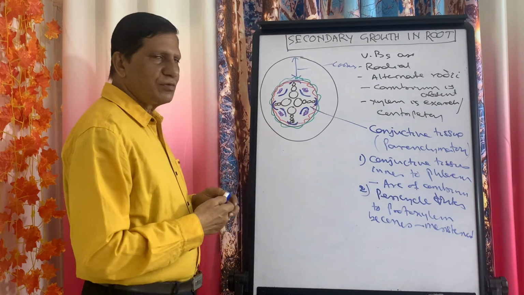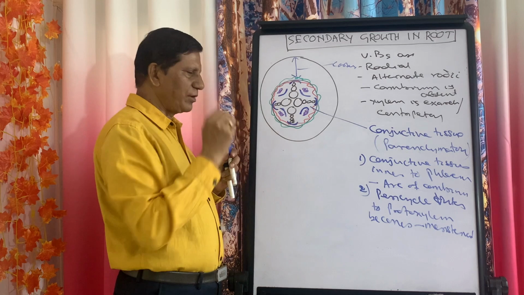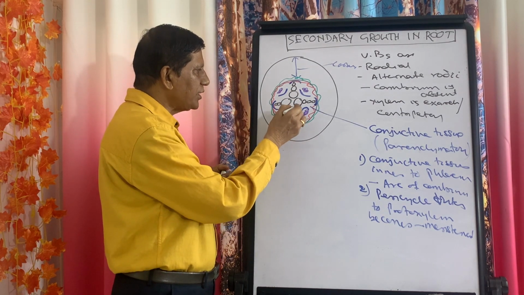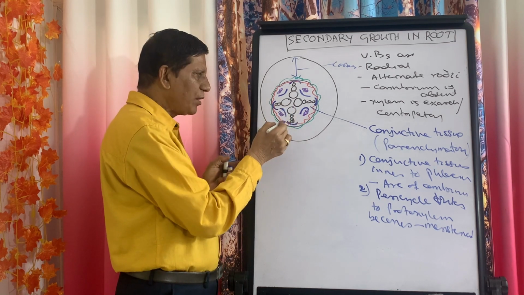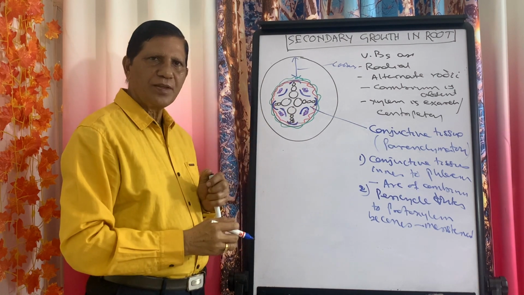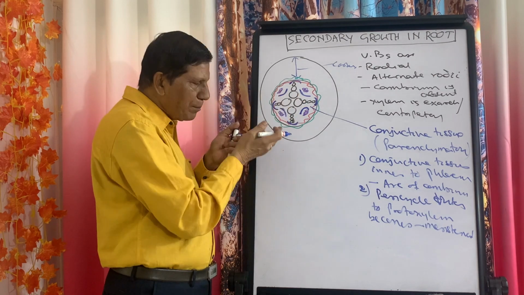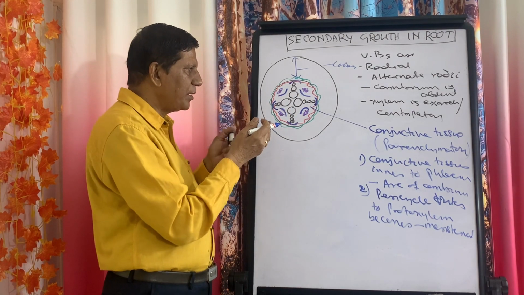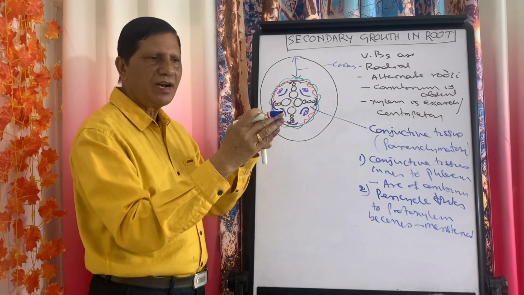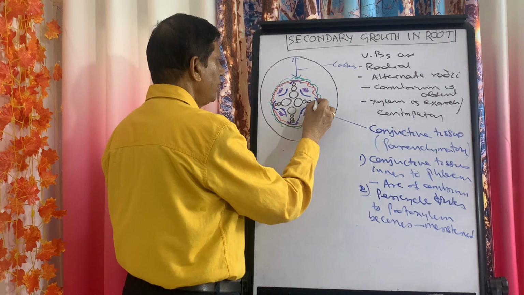Now, after this, what is happening? Since we have drawn 4 vascular bundles, there are 4 arcs of cambia in the conjunctive tissue inner to the phloem, and 4 arcs of cambia in the pericycle outer to the protoxylem. Now, these patches of cambia, or you can say the arcs of cambia, present inner to the phloem and outer to the protoxylem, will extend and join together. So now they will extend and join together like this.